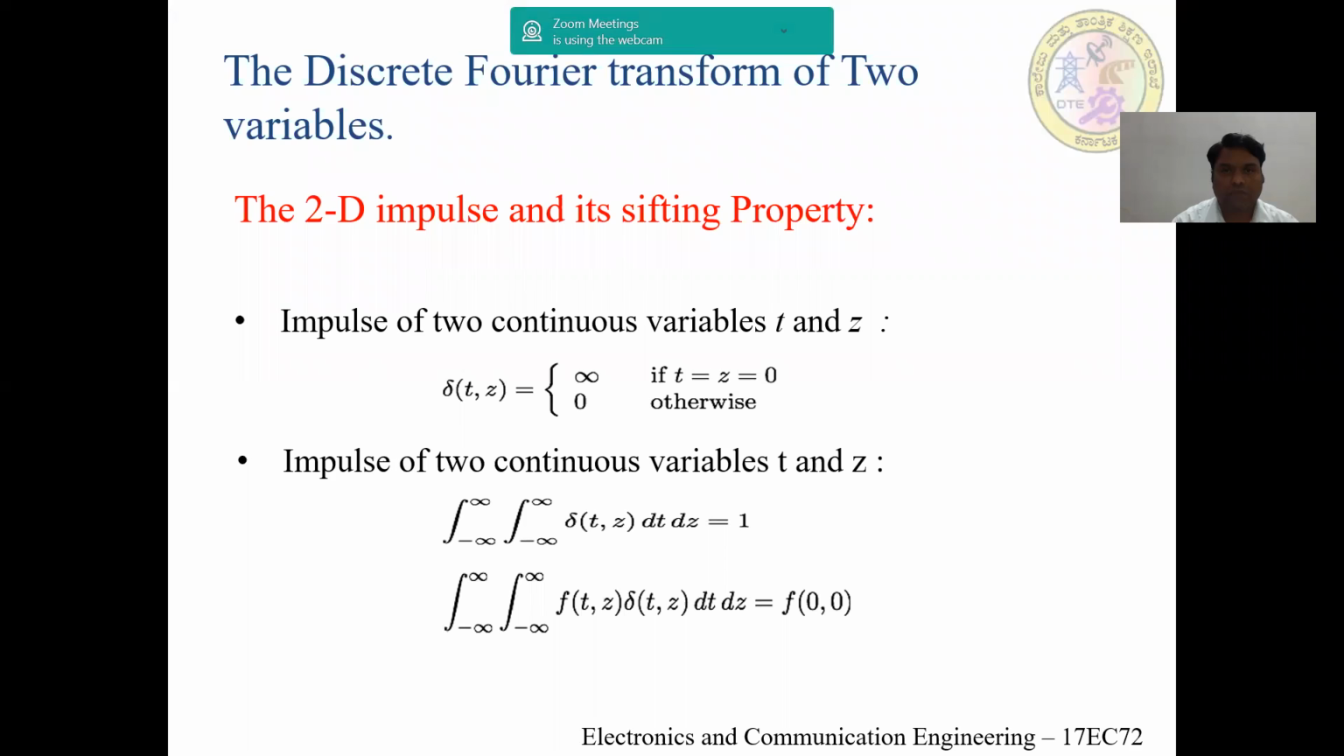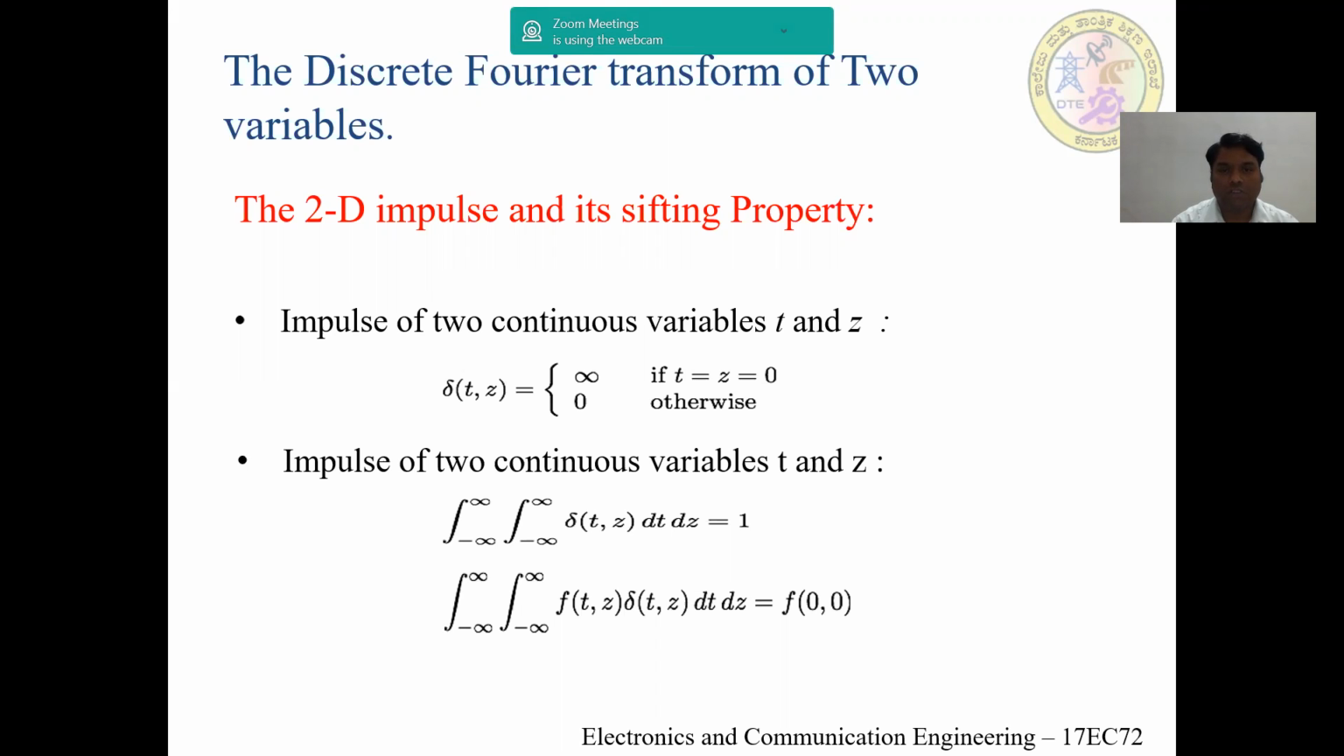The impulse of two continuous variables t and z is given by the expression delta of t comma z equal to infinity if t is equal to z is equal to 0, otherwise 0. That means when the variables t and z are 0, then delta of t comma z is infinity. For all other values it is 0, meaning it is 0 everywhere except at the origin.